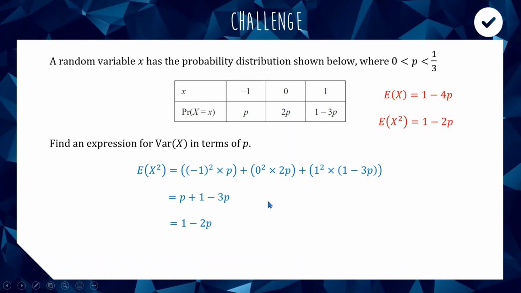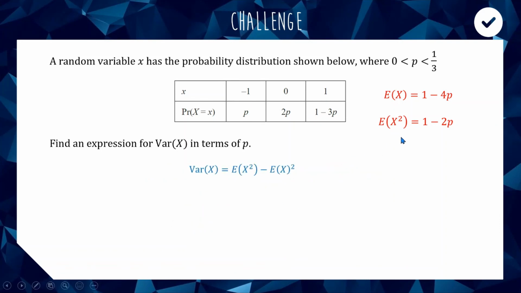Now we're going to apply our variance formula. So we're going to do expectation of x squared, take away expected value squared. All right, so we have 1 minus 2p, take away 1 minus 4p all squared. All right, so we need to expand this second bracket using a perfect squares expansion. So we're going to keep the brackets up for now because we don't want to forget about the negative out the front. All right, so expanding these brackets, we've got 1 squared is 1, 1 times minus 4p is minus 4p, and then we double that to get our middle term of negative 8p. And on the end, we have minus 4p all squared, which is 16p squared.